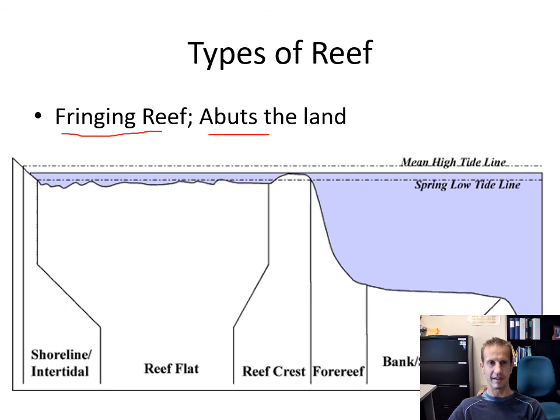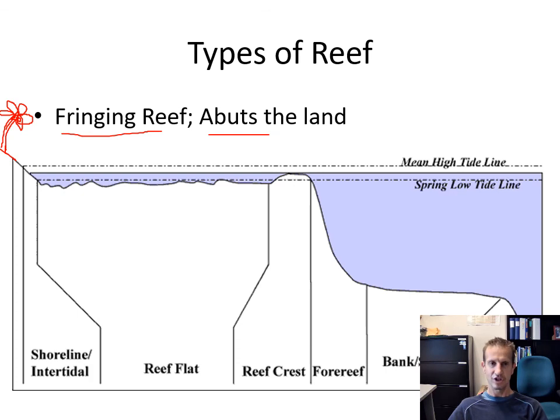A fringing reef abuts the land, which means it comes up next to the land. So this is the land here. I can indicate that by drawing a palm tree. Looks kind of like a flower more than a palm tree. Maybe if I add some coconuts. All right, so that's a palm tree, and this is the land, and this fringing reef comes right up to the land.